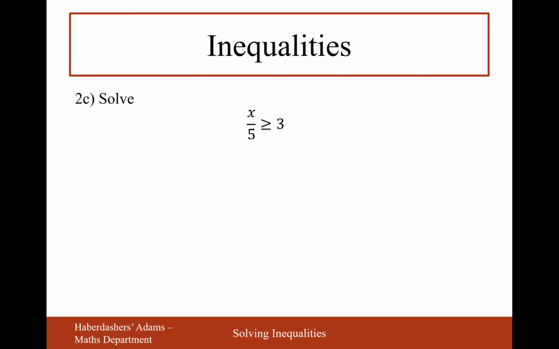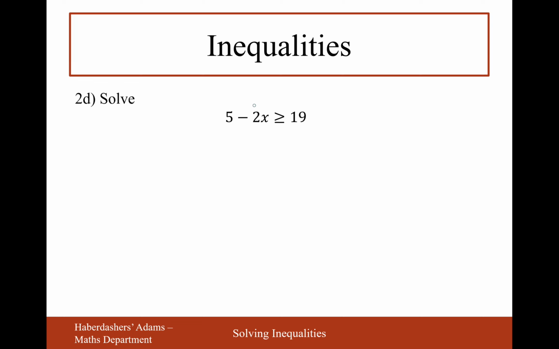Moving on to the next one. Oh, division, cheeky. Let's just times both sides by 5 because we've got effectively a divide by 5 here. That's what happens when you've got a fraction. It's effectively divide by. So it's x is bigger than or equal to 15. Lovely. Move on to the next one.